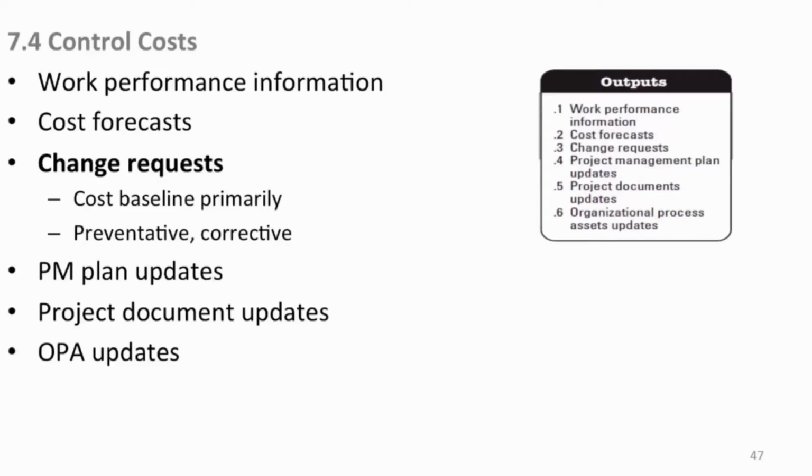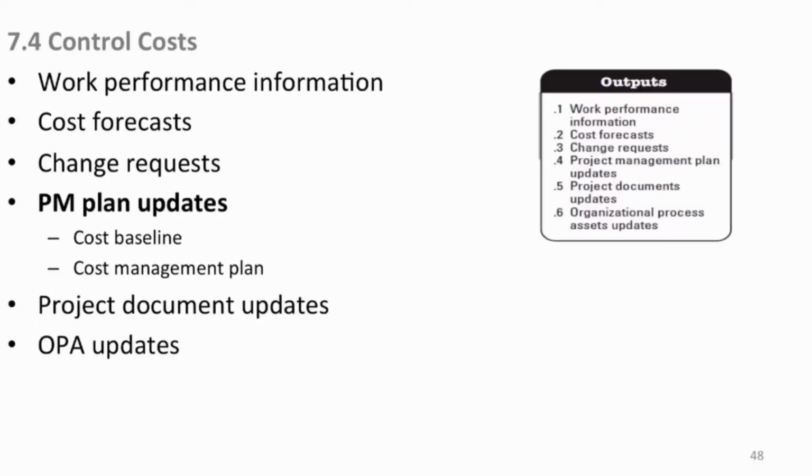Of course, change requests are going to be output for you to make corrective and preventative actions to try to bring things back into line. Primarily here we're talking about cost, but of course schedule too, back in time management. Your PM plan, if in fact you do say, okay, I need now an estimate to complete, your rebaseline, you're going to have to redo your cost baseline. That's a PM plan update. You may have to change your cost management plan to some degree if you're going to change the way you use your metrics, whatever it might take.